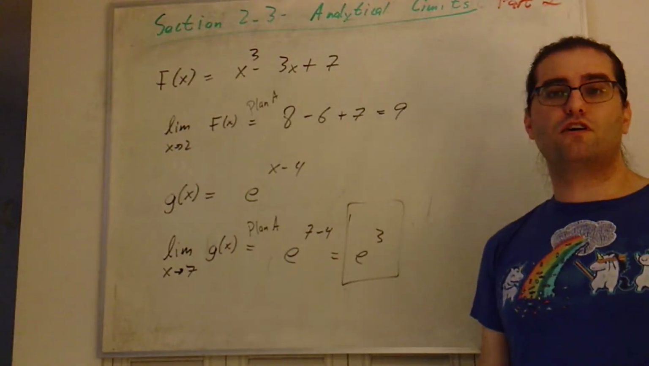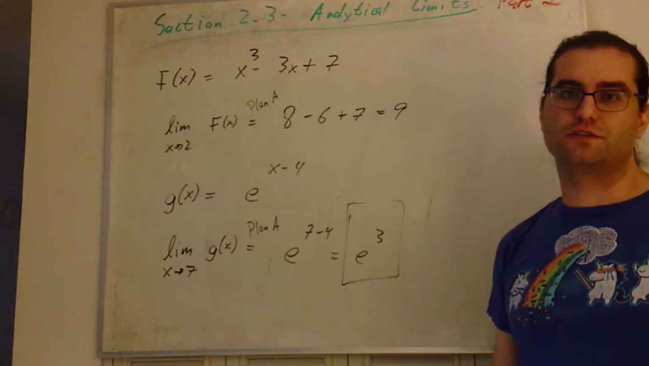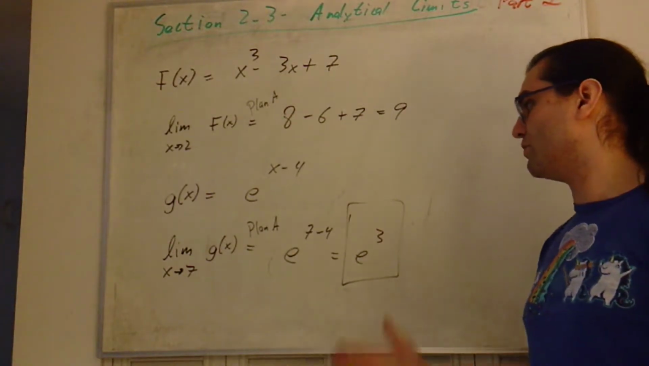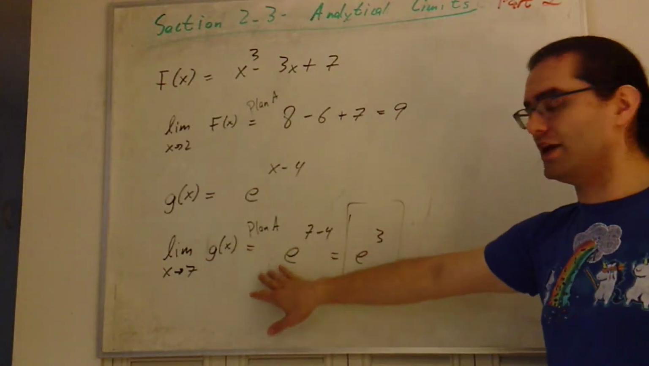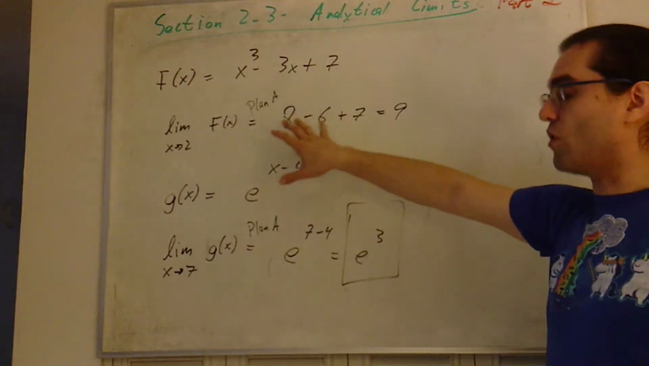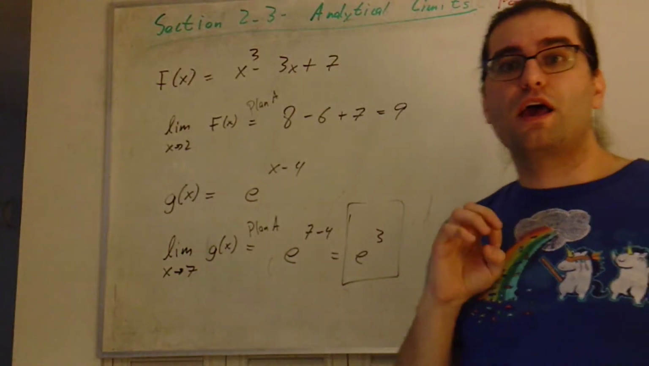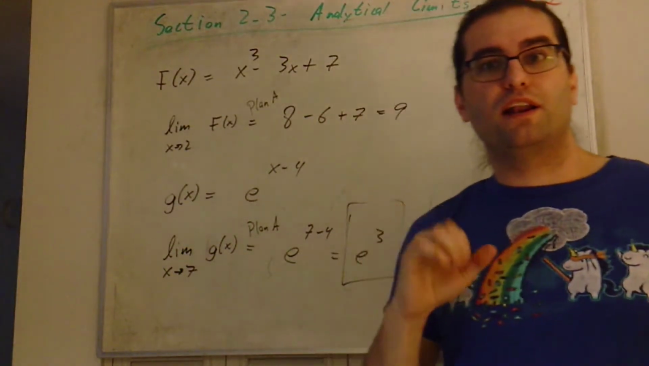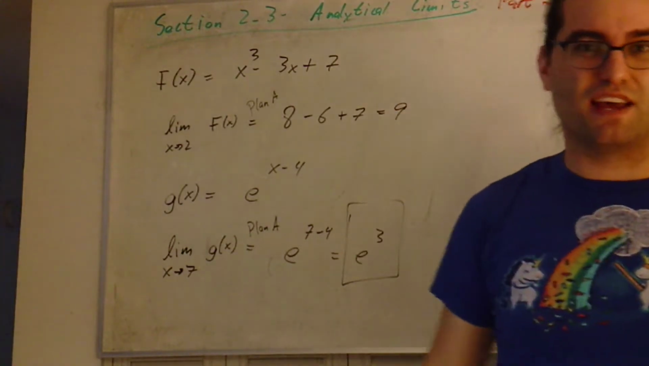Exponential functions are also always well behaved, always smooth, always continuous, always differentiable. So again, exponential functions will always give you a plan A sort of limit. Polynomials will always give you a plan A sort of limit, which is very, very nice. It also means that you're probably never going to see limits for polynomials and exponentials again.